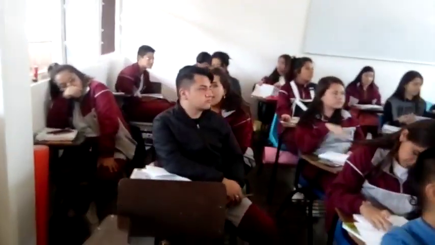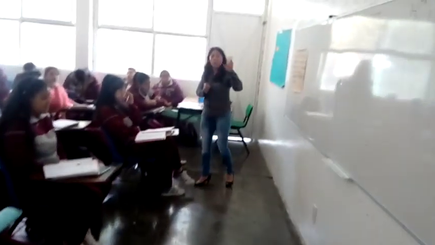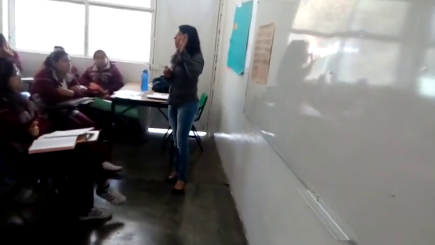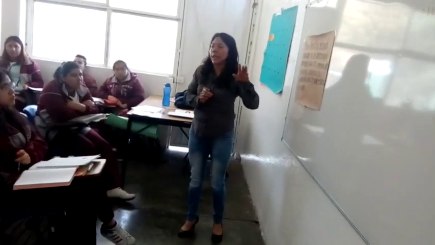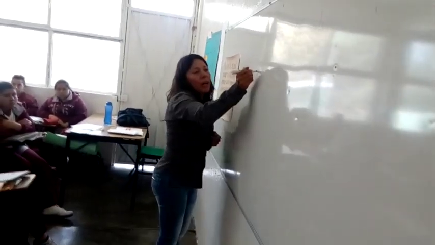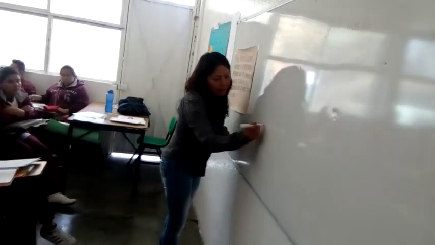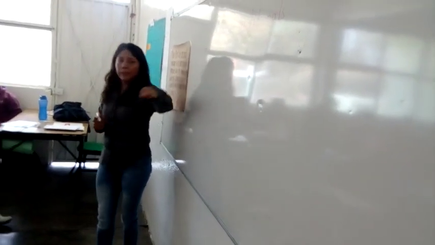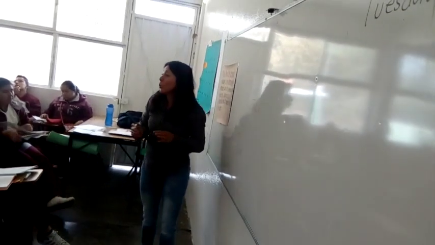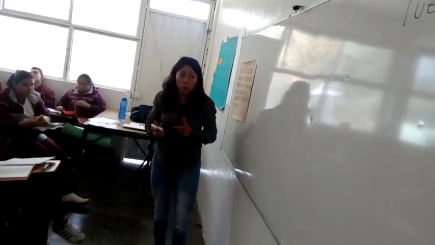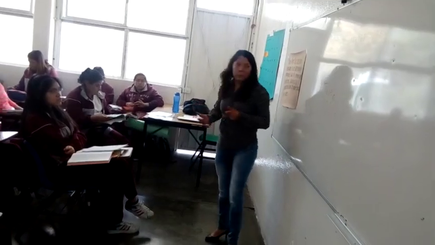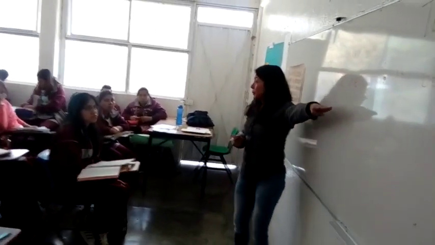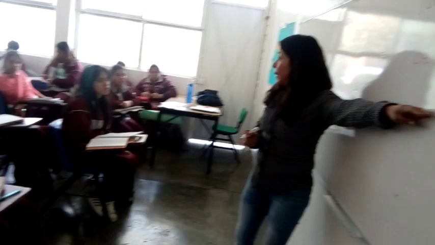Conditionals. There are four conditionals in the grammar topic, okay? But only in our unit 3, we review the conditional 0 and the conditional 1. The conditional 0 is always true. Always 100% true. For example, if the ice melts, it becomes water.